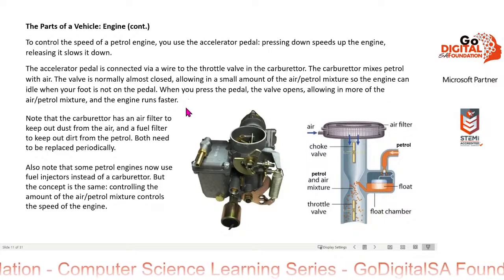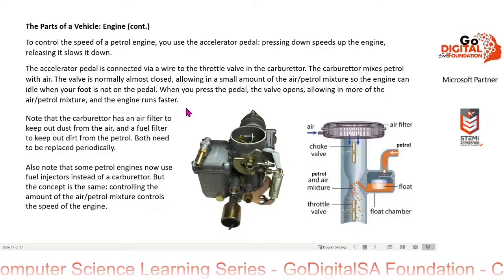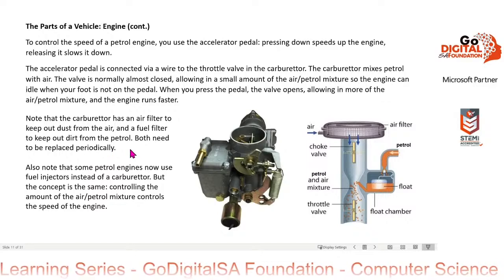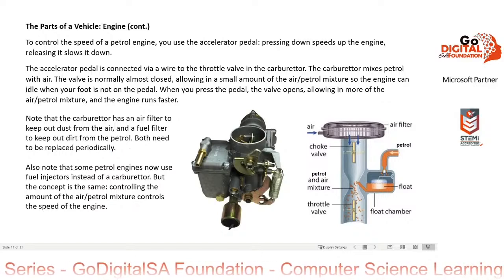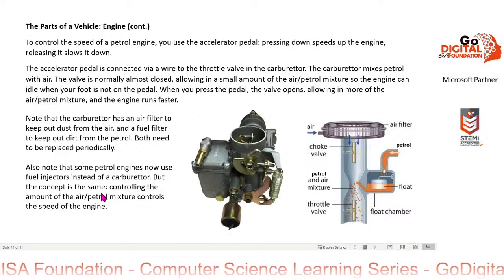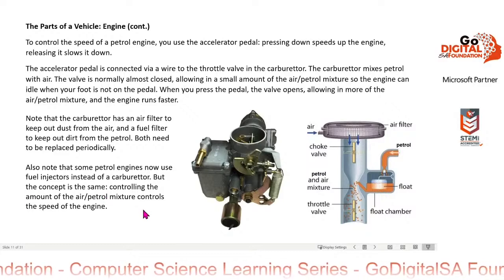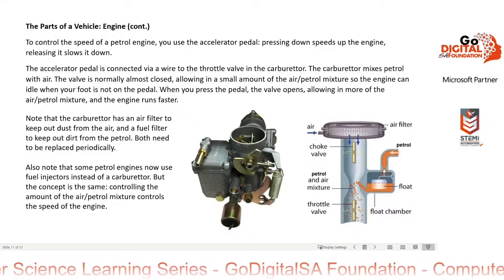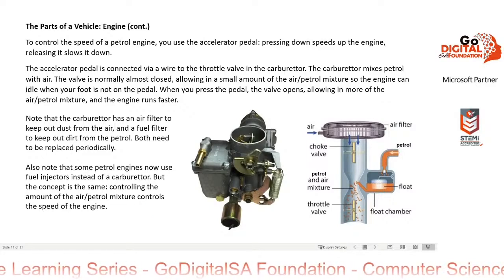Note that the carburetor has an air filter to keep out dust from the air and a fuel filter to keep out dirt from the petrol. Both need to be replaced periodically. Also note that some petrol engines now use fuel injectors instead of a carburetor. But the concept is the same. Controlling the amount of the air-petrol mixture controls the speed of the engine.